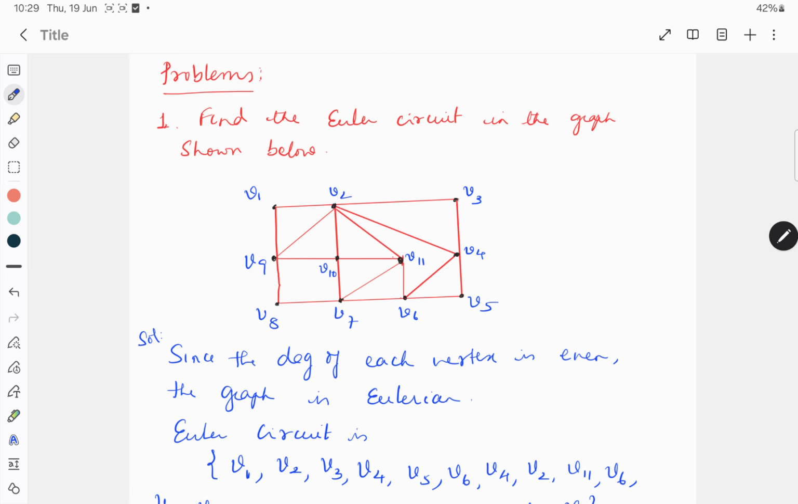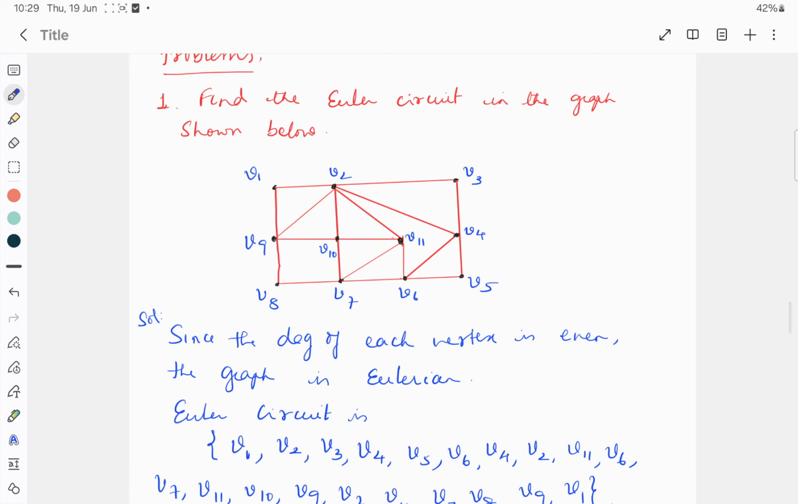Okay, so let us consider a few problems. Find the Euler circuit in the graph shown below. So this is the graph which contains vertices V1 to V11. Now first you can check whether it is Eulerian by the degree of each vertex. If the degree of every vertex of this graph is even, then you can easily say that it is an Eulerian circuit. And if you want to find the Eulerian circuit, then you'll have to check for a closed trail in which all the edges are covered.